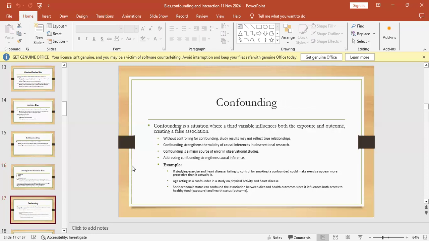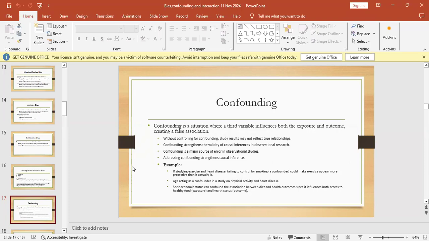Now coming towards the second portion of the presentation, that is confounding. What is confounding? It is a situation where a third variable influences both exposure and outcome, creating a false association. Without controlling for confounding, study results may not reflect true relationships. Confounding is a major source of error in observational studies. Addressing confounding strengthens causal inference.